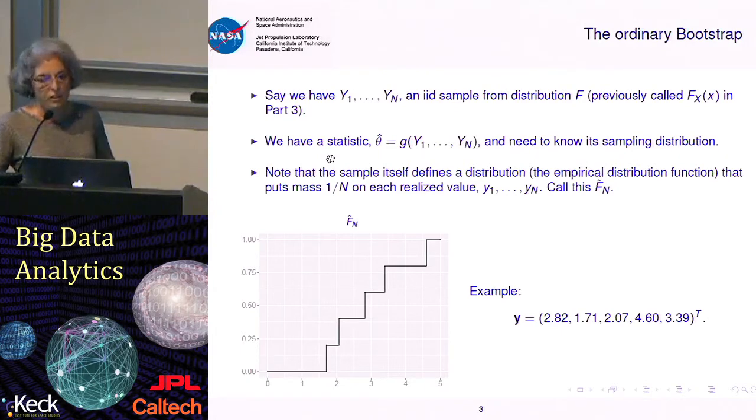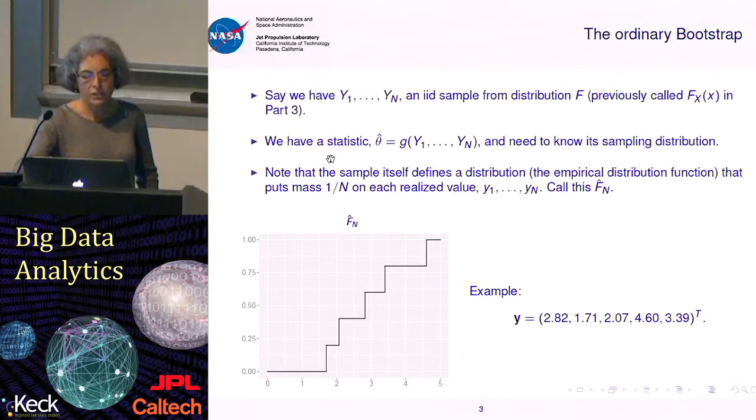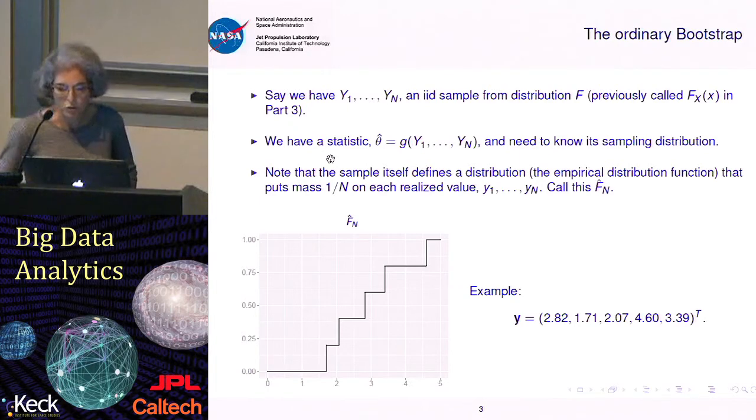So let's call this empirical distribution function f hat sub n, and I'm careful to put the n on there because that distribution changes as I have more and more elements in the sample. So the graphic on the left is just a plot of an f hat sub n for a simple example where I drew a sample of size 5. I think I might have gotten these from a Gaussian, I'm not sure. So there they are, there's 5 numbers there.